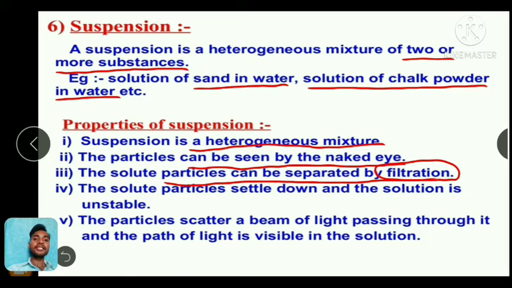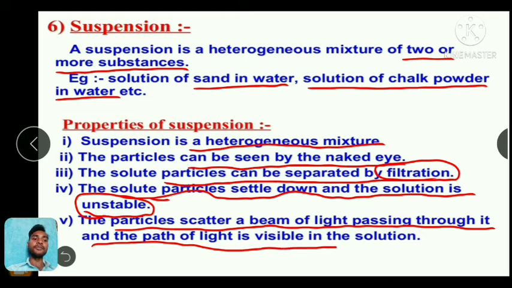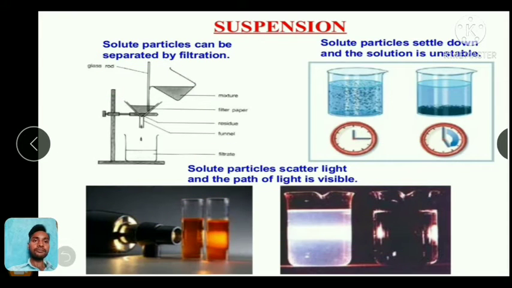Okay, the solute particles settle down and the solution is unstable. After some time you will notice it is divided into two complete parts, two complete layers of solute and solvent. The particles scatter a beam of light passing through it, and the path of light is visible in the solution. So you can notice the path of light when light passes through the suspension. Here it is.